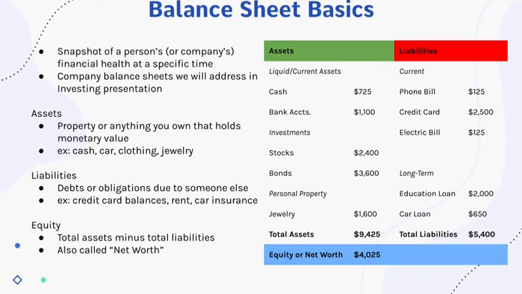Liabilities work in the same way. Current liabilities are due in 30 days, things like your credit card bill and your phone bill, whereas long-term liabilities can be like an education loan. You have more than just 30 days to pay back your education loan.